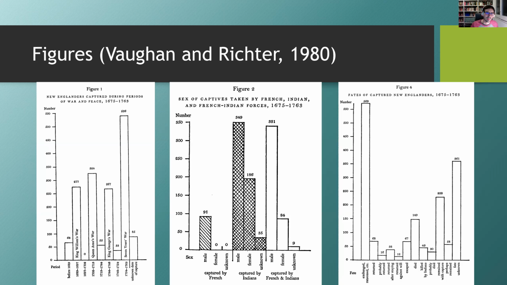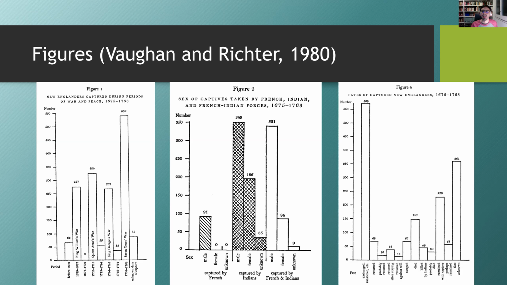Now, there are various figures. I found this article by Vaughan and Richter, and here you have an idea of when these people were captured. So you see in King William's War, we have a surge of these captures. But most of them, a good chunk of them, were captured during the 7 Years' War, so the French and Indian War. And both men and women were taken. In fact, depending on the conflict and depending on who captured whom, a larger proportion of women were captured. Mostly men were captured, but a good chunk of women were captured as well.